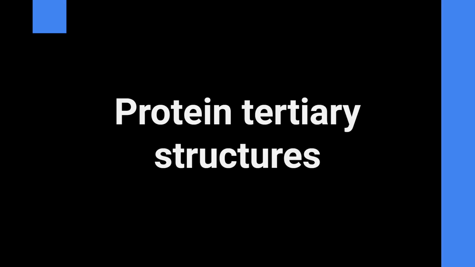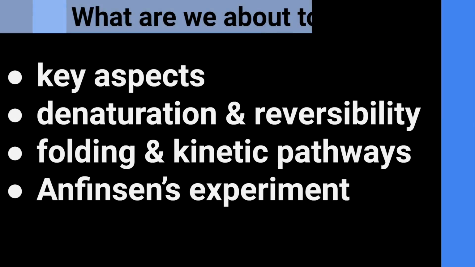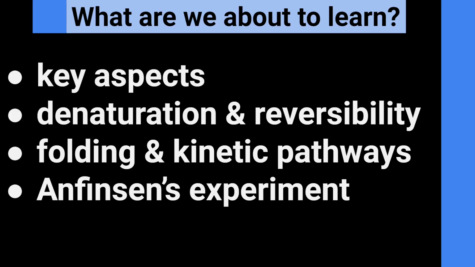We are going to talk about protein tertiary structures. But before starting, I want to tell you in more detail what we're about to learn. So let's see right now. We will talk about the key aspects of protein tertiary structures. Then we will talk about denaturation and reversibility. Afterwards, we will talk about protein folding and its kinetic pathways. Finally, we will talk about Anfinsen's experiment.